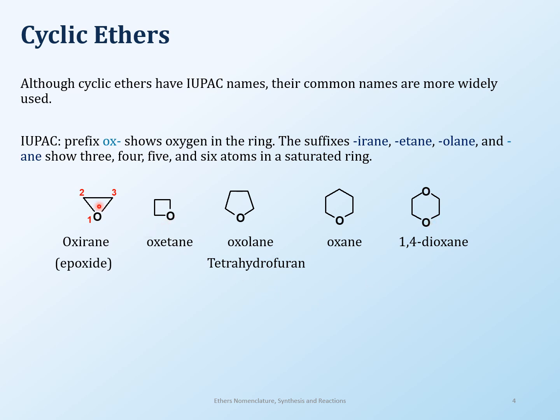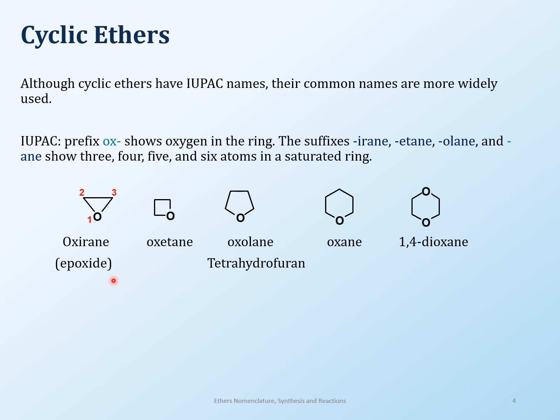So the IUPAC names of these ones are a little bit different. You can see that you have the "ox" in front of all of these names, and the ending is different. I don't expect you to remember any one of them except for oxirane. This is the most common one that you will find. And oxirane also, if you don't remember oxirane, it's fine. Epoxide. So epoxide is the one that we will cover also.